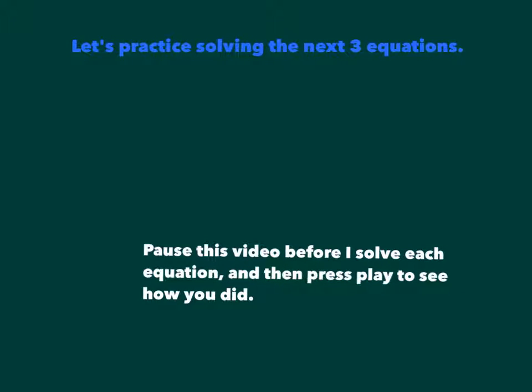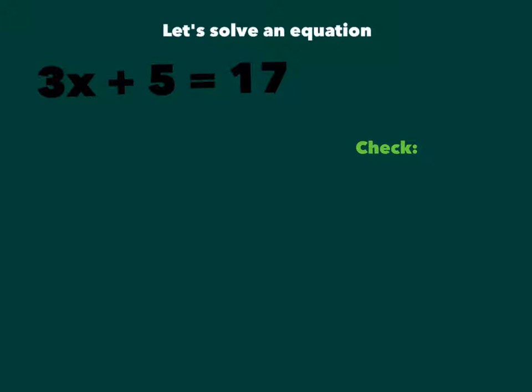Let's practice solving the next 3 questions. Pause the video before I solve each equation, and then solve it yourself. Then press play to see how you did. Let's solve 3x plus 5 equals 17. Go ahead and pause the video now and work on the solution, and then check back to see how you did. 3x plus 5 equals 17.